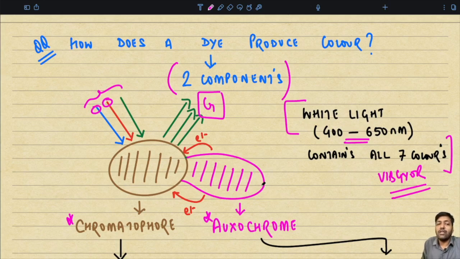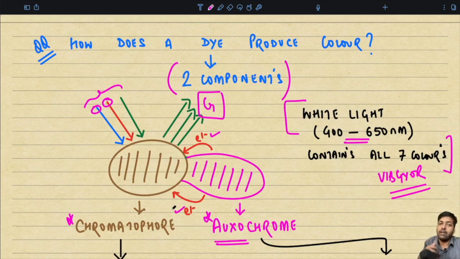Then I also told you that a dye has another component called an auxochrome. What does this auxochrome do? It is just a helping hand. It helps the chromophore absorb more light, helping in greater absorption, and it helps to intensify the color. It does this by donating electrons.